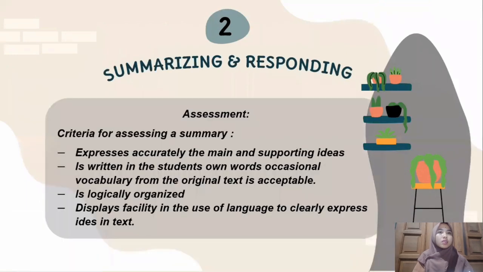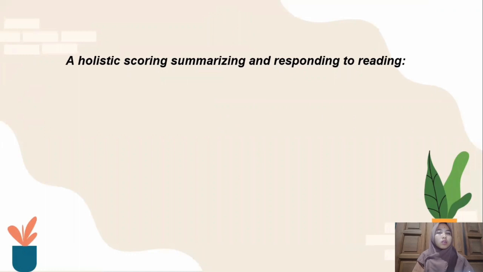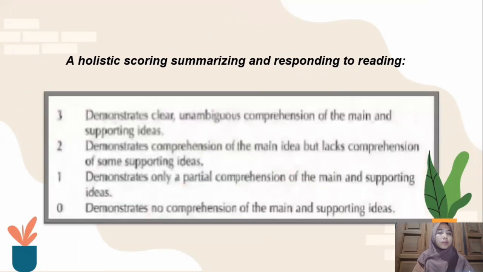For assessing this task, we have to fit the criteria for assessing a summary, such as: expresses accurately the main and supporting ideas; is written in the student's own words, though occasional vocabulary from the original text is acceptable; is logically organized; and displays facility in the use of language to clearly express ideas in the text. This is a holistic scoring, summarizing, and responding to reading.